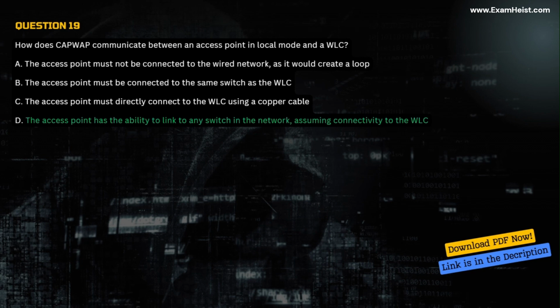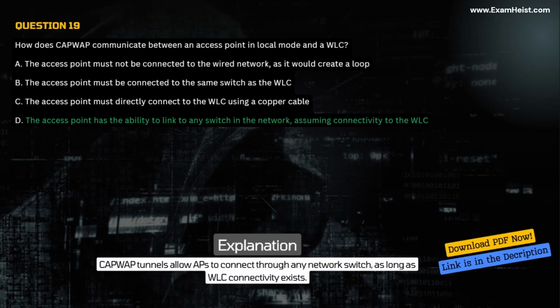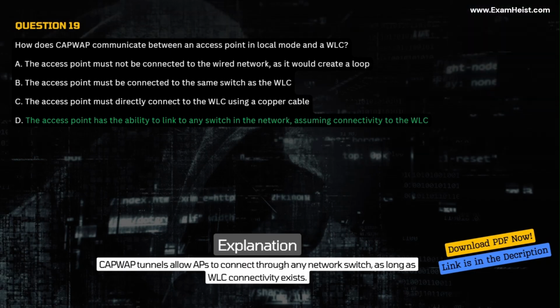Correct answer, D. The access point has the ability to link to any switch in the network, assuming connectivity to the WLC. Explanation. CAPWAP tunnels allow APs to connect through any network switch, as long as WLC connectivity exists.